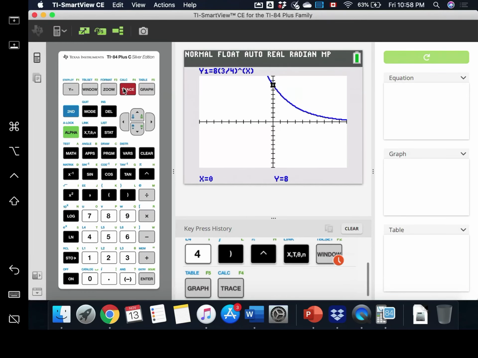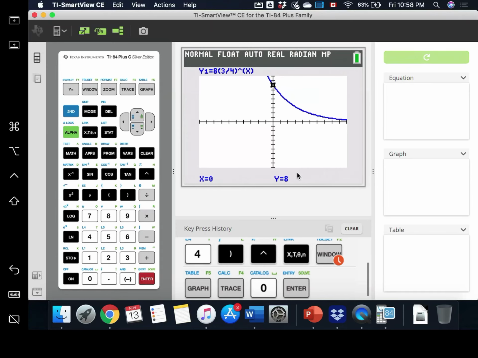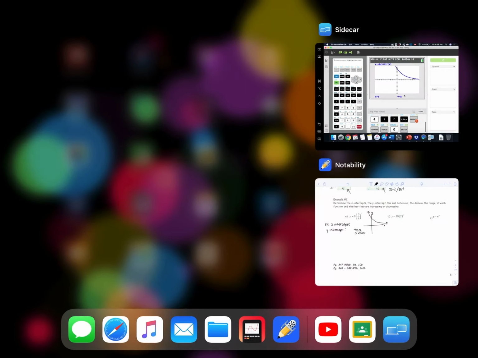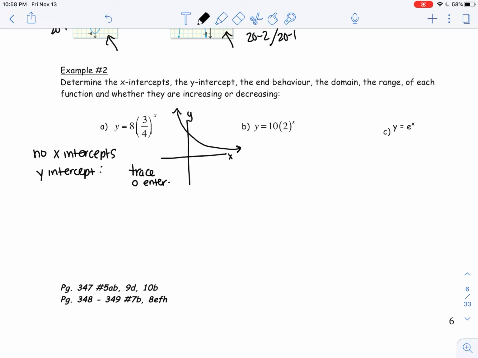So we're going to press trace first. When you're on your graph, you're going to press 0 and then enter. The y coordinate is your answer. So if you look at it, this is my answer right here, where y is equal to 8. Okay, so when I press this, I found that y equals 8.